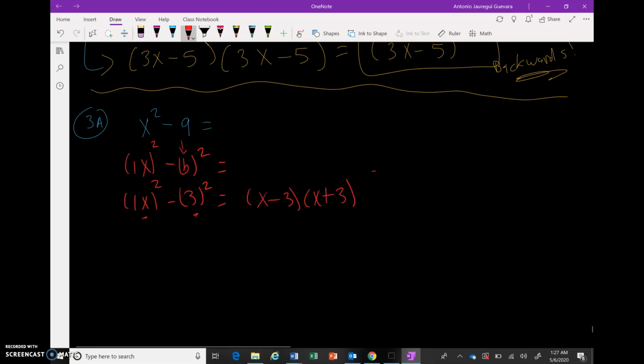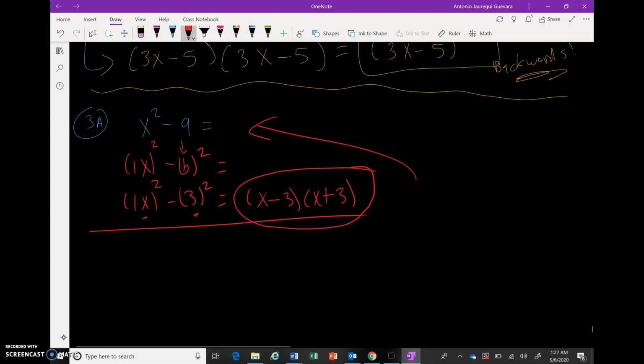And again, if you want to know why this works, you can go backwards and multiply that out, and you're going to see that you get that. But I'm not going to do that. So that's difference of squares. I really don't see much to it. I think 4a looks like this. Let me just quickly do it.